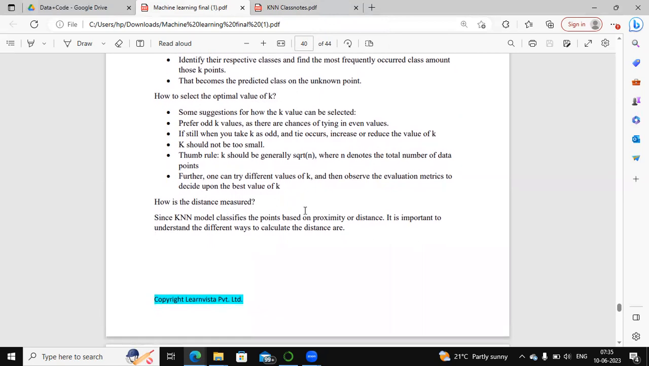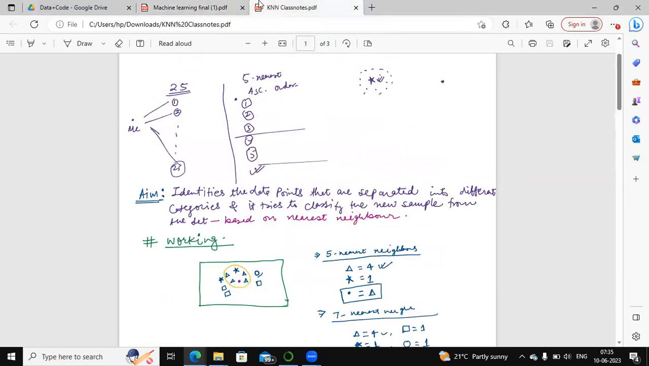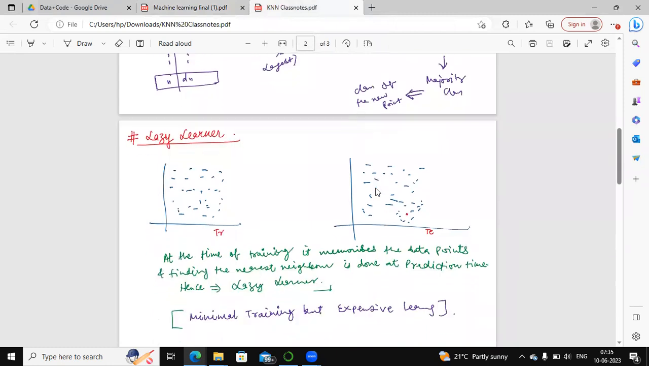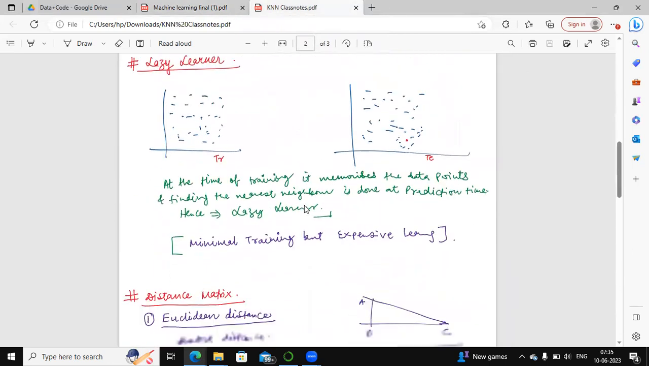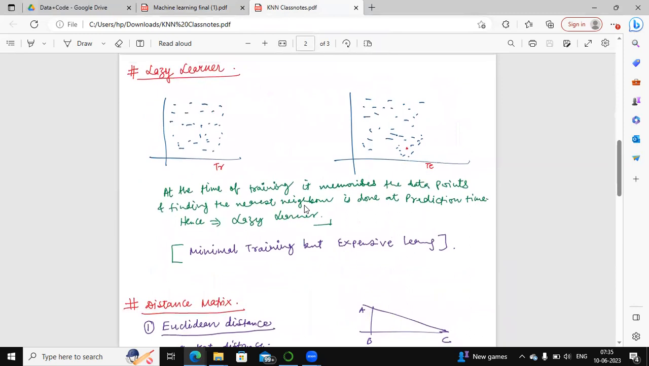So how is the distance measured? Let's see. Since the KNN model classifies the points based on distance, before moving to this, let me cover lazy learning. KNN is also known as lazy learning. Why it is called a lazy learner is that at the time of training, it memorizes all the data points that are there.